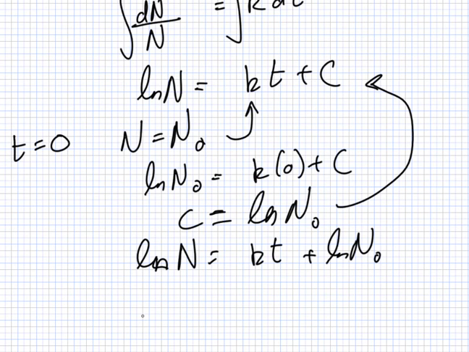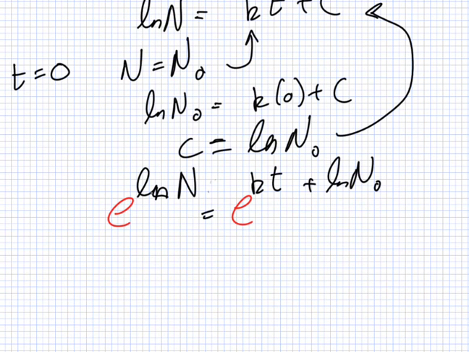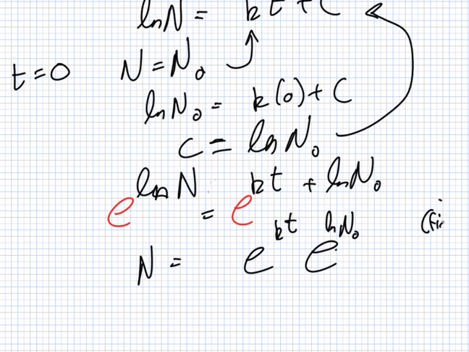Now, if I want to get rid of the log, I can put an e on both sides. So with my e on both sides, e and log cancel, so that's n equals e^(kt) times e^(log n0). And I'm using the first rule of powers here. But log and e cancel again, so you're left with n equals n0 e^(kt).